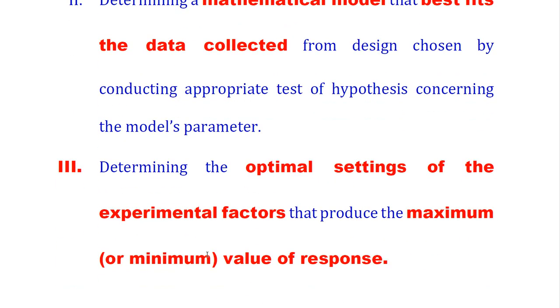Number 3, determining the optimal setting of experimental factors that produce maximum or minimum value of response. This is our last step, to set the experimental factors that produce maximum or minimum value of response, which is our interest, to maximize the response or minimize it.